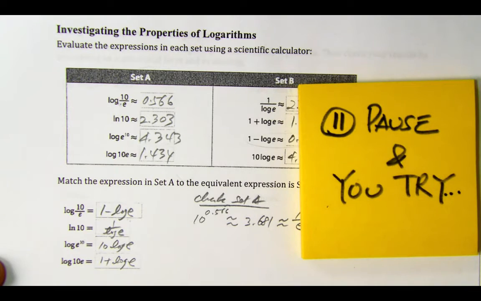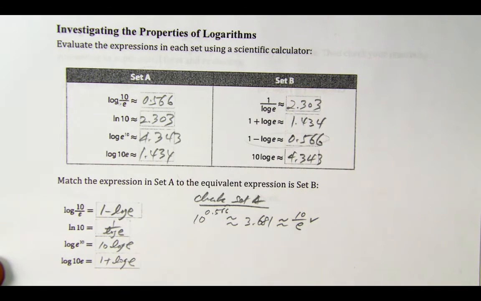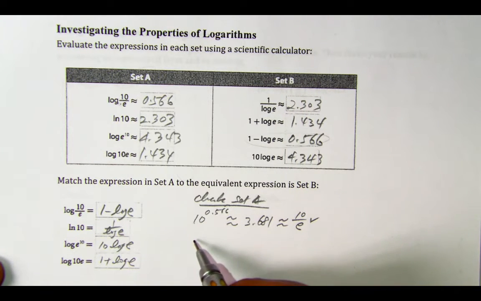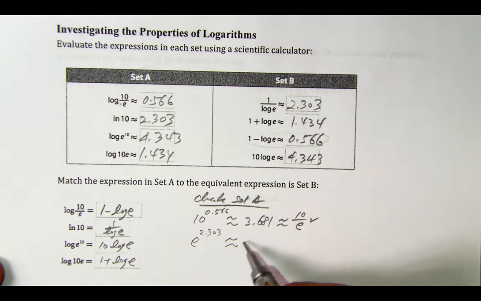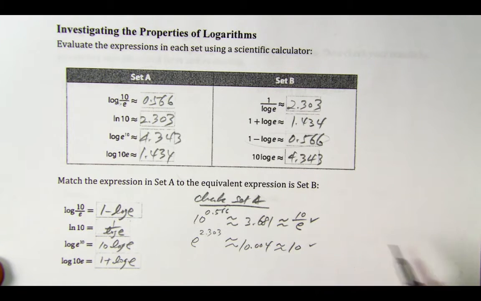Why don't you pause and try? Okay, so if you did it, what you should have gotten is that this is e to the 2.303, which is approximately 10.004, and that's approximately equal to 10. Check. And the next one was 10 to the 4.343. That's approximately 22029, and that's approximately e to the 10.